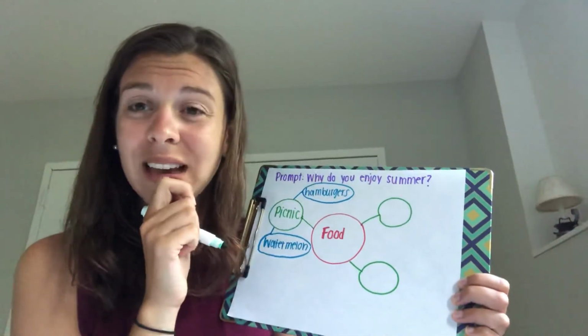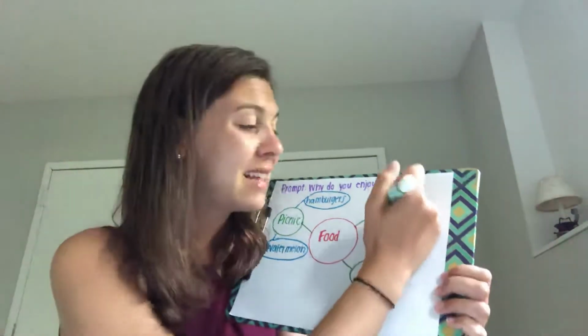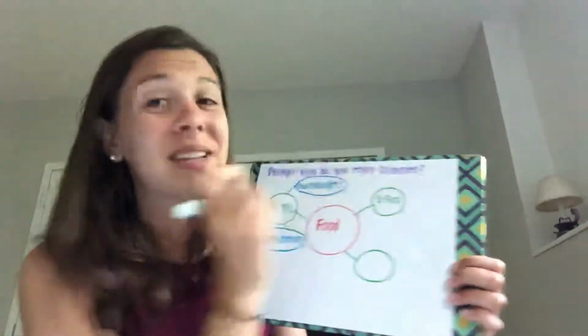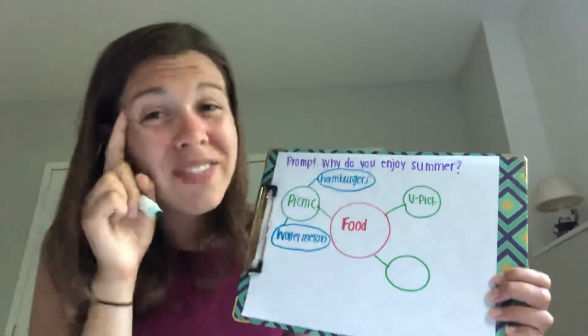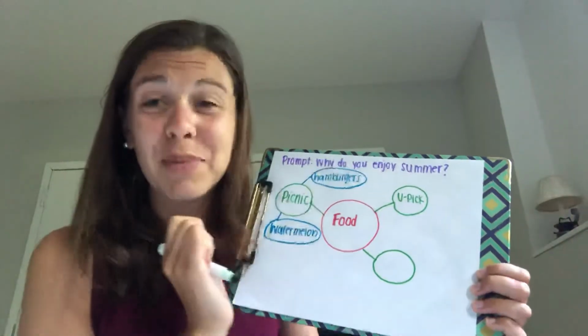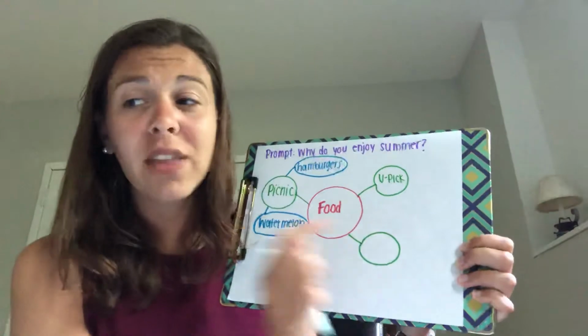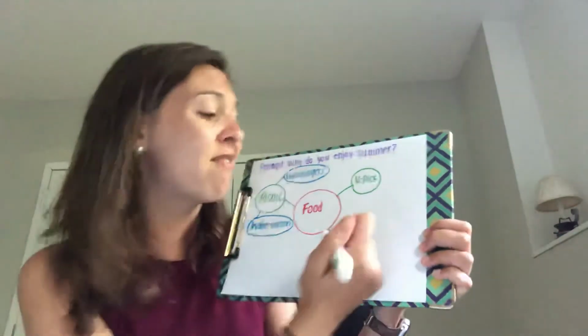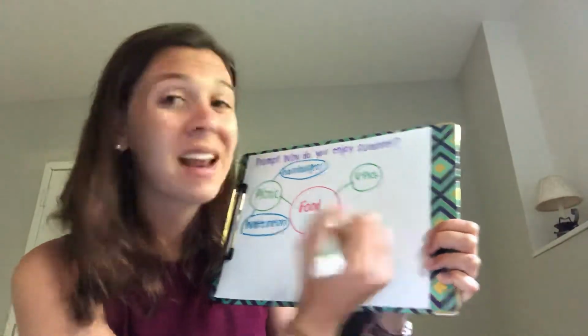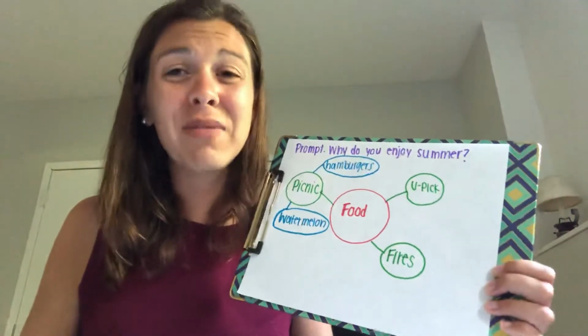Two other reasons that I really like food in the summer is because I like to do U-Pick fruit. And I'm going to tell you more information about that. But I thought of an idea, and I don't want to forget it. So I'm going to write it down, and then I can go back and add more details to my U-Pick. My other idea is that I can have fires in my backyard. And I don't want to forget about those fires. So I'm going to write that right now.